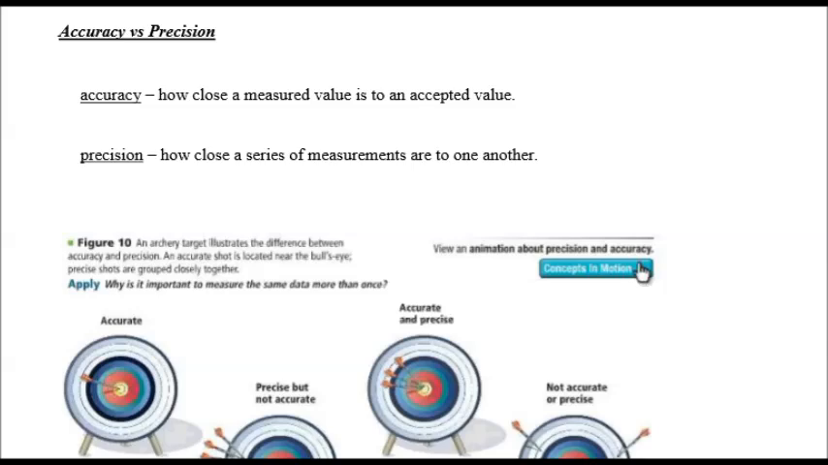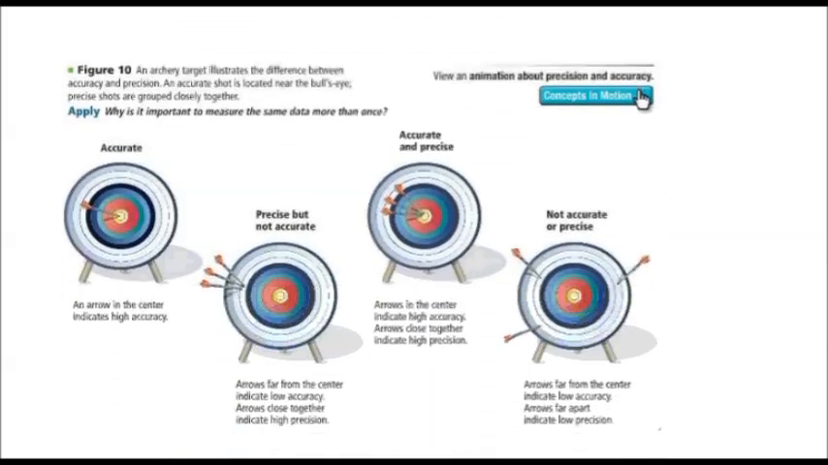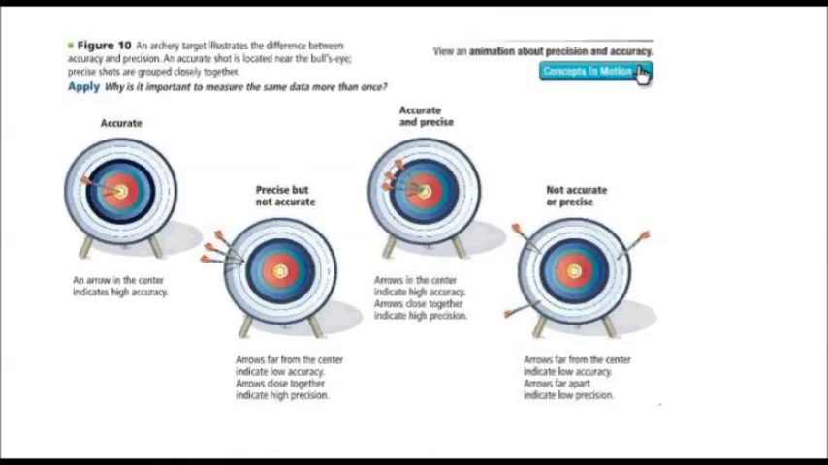So if we look at the 4 targets, we see in the first one an accurate attempt. The arrow ended up in the bullseye. There's no precision because there was only one shot. In the next one, we have 3 arrows that were shot. They are all close to one another, so they are precise. But it's not very accurate because it missed the target.